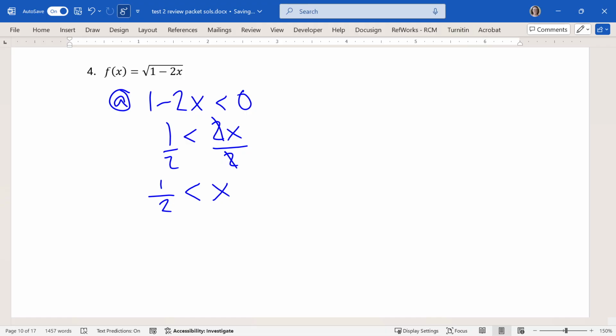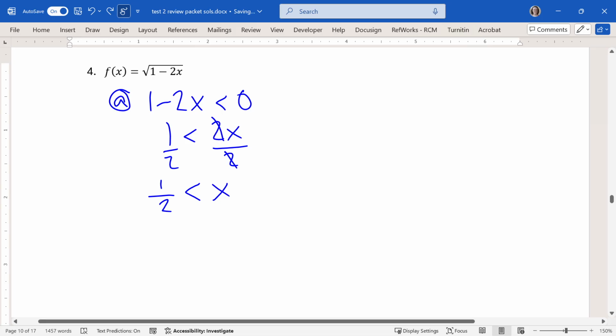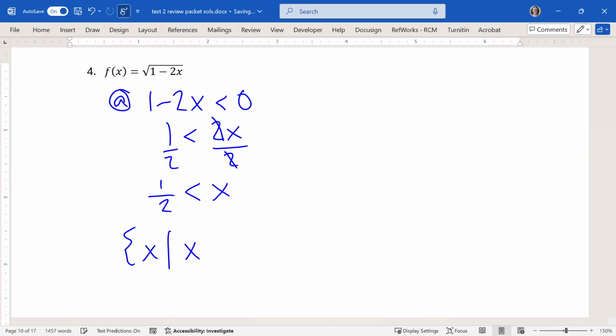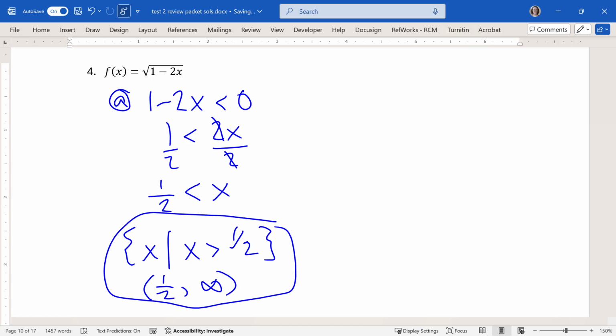Okay, so these are the x values that are going to give me an undefined. And you can check this yourself, just try plugging in anything greater than 1/2 into this function, and it's going to come out negative under there. So in set builder notation, this would be x such that x is greater than 1/2. I'm just writing it backwards because I like the way it looks better. Or in interval notation, starting at 1/2, not including 1/2, and going to infinity. Either of these would be a fine way to answer.